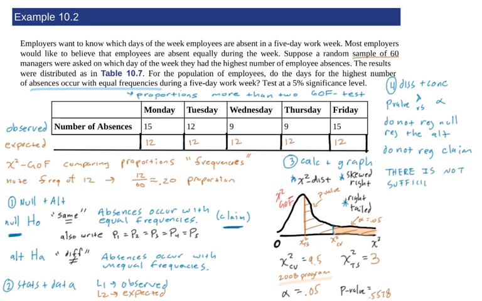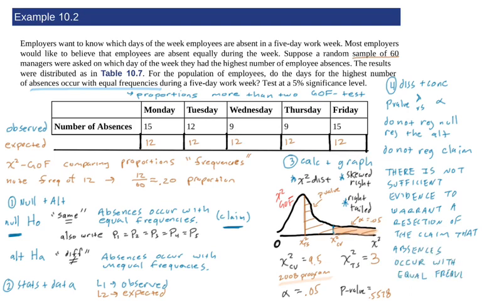So we would say there is not sufficient evidence to warrant a rejection of the claim that absences occur with equal frequencies. We're kind of saying we're agreeing with it, we're kind of in favor of it. But again, you don't want to say you support. I want to be very, very careful with that. And so this is our four-step process for the chi-squared goodness of fit test.